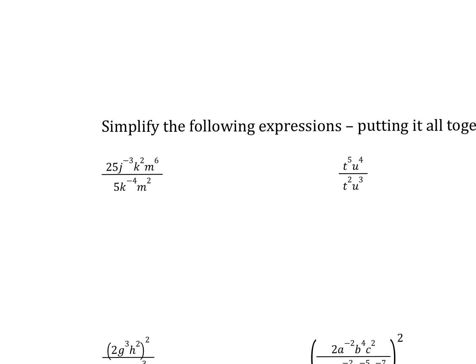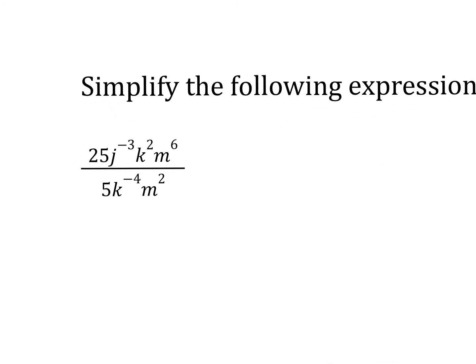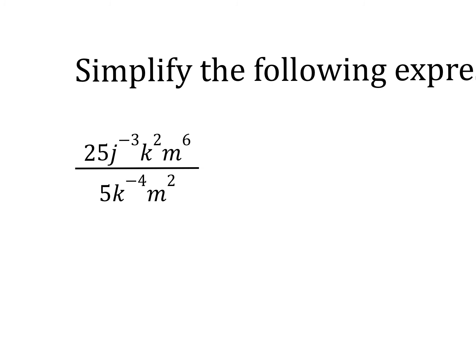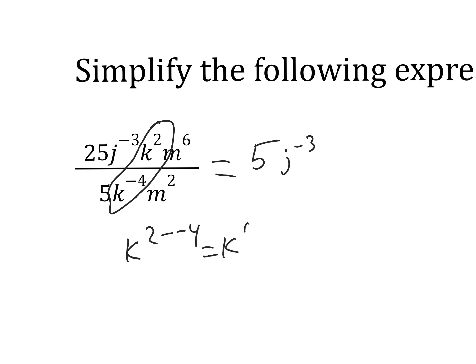Okay, lastly here, we have a few more expressions, and we're just going to put everything together. So we have 25 divided by 5 here. We know that's going to give us 5. Then we have j to the negative 3. There's not a j in my denominator, so I'm just going to say j to the negative 3. And then we have k squared over k to the negative 4. Well, that's going to be k to the 2 minus negative 4, which is actually k to the 6th power. So we have k to the 6th power.